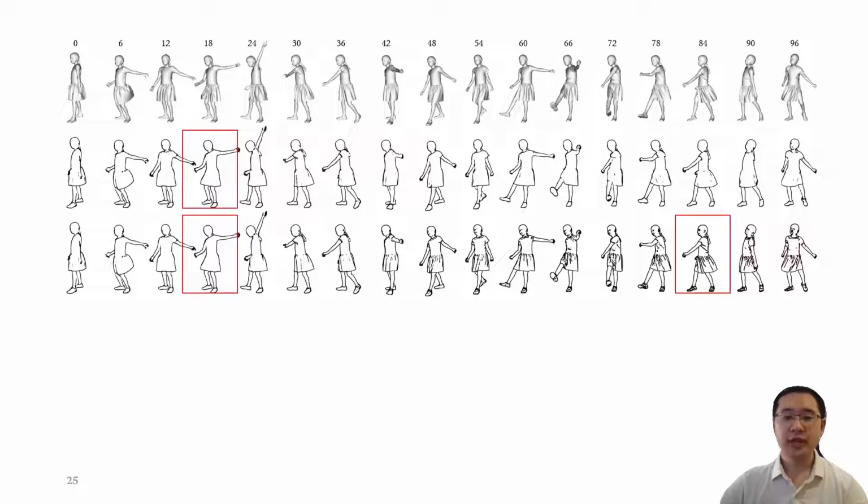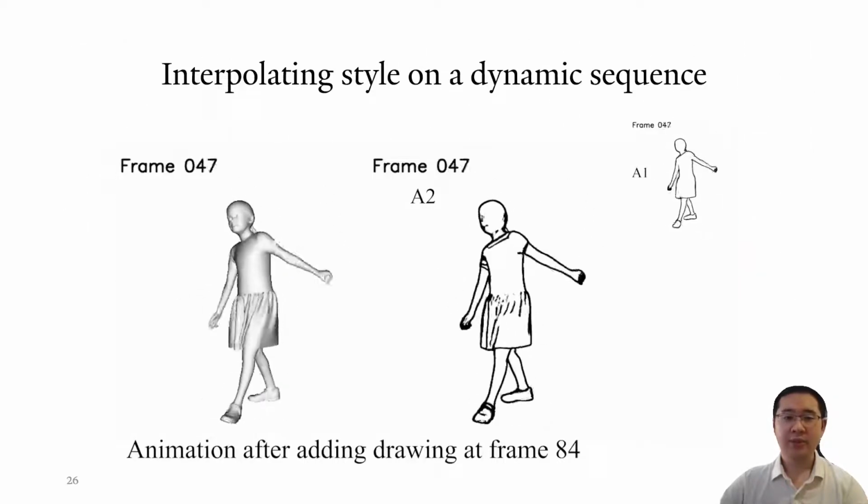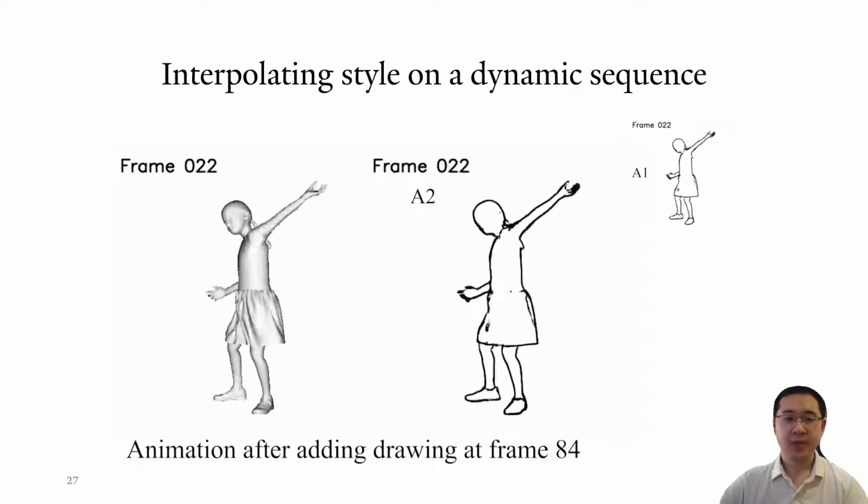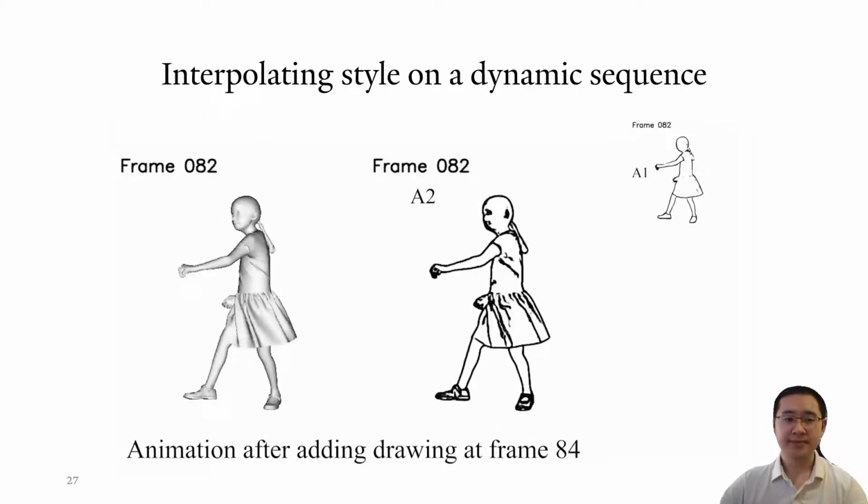If the user creates another keyframe drawing with a different style, say with all the folds on the skirt, our method can interpolate between these two styles in the in-between frames. Here is the updated animation.